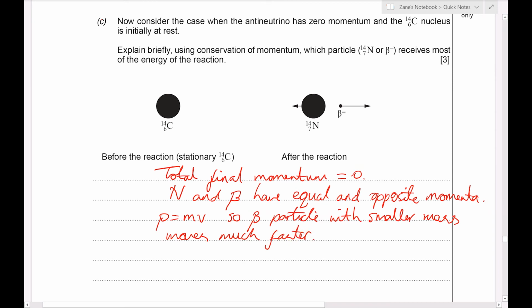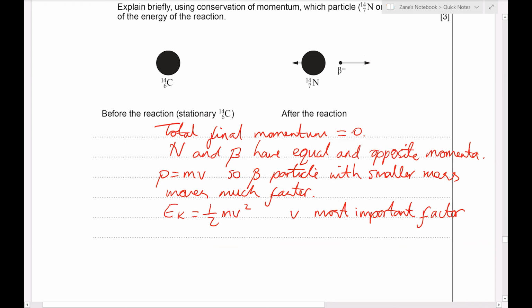Now, the energy that's released in this reaction basically is the kinetic energy of those two particles. And kinetic energy is half mv squared. Kinetic energy depends on v squared. It also obviously depends on mass, but the important point here is that kinetic energy depends on v squared, not just v. So v is the most important factor. So the beta particle with a higher v will have much more energy than the nitrogen nucleus.